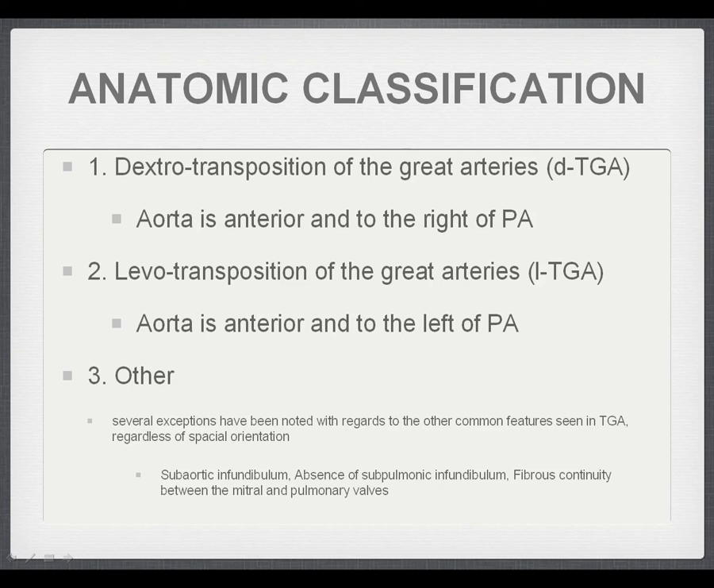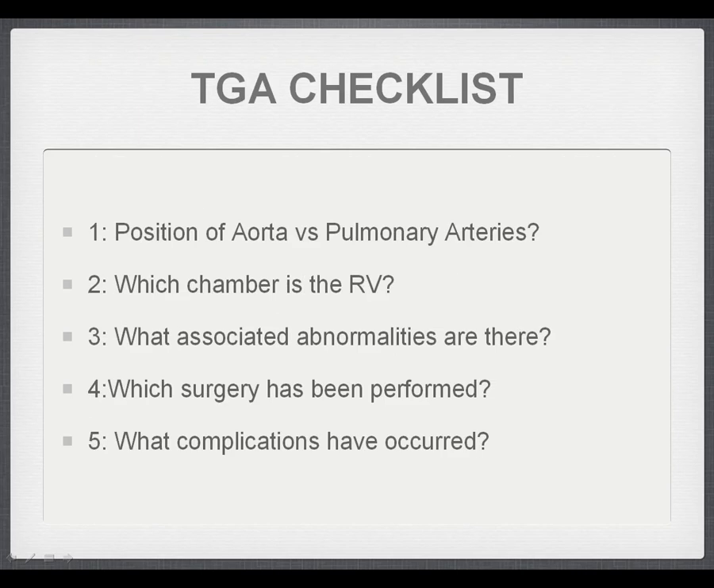So what do you do with all this raft of information and these difficult classification systems? What I do is break it down into easy ways of looking at each individual scan. When I see someone that has TGA, I have a checklist composed of 5 components. The first thing I do is look at the position of the aorta versus the pulmonary artery, because this is what allows the definition of transposition to be reached. Then, which chamber is the morphologic right ventricle, what are the other abnormalities, what sort of surgery has there been, and finally, what complications have occurred and what we can pick up on the different scans.